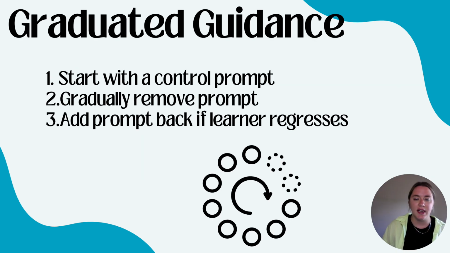So graduated guidance is where you're going to start with that control prompt we discussed on the last slide, and then you're going to gradually start removing that prompt. You will add back the prompt if the learner starts to regress or doesn't make the correct response or isn't able to complete the task. Then you can start adding that prompt back in. But this is just a way to measure your students' independence level and be able to see where they're at with being able to complete the task more independently.